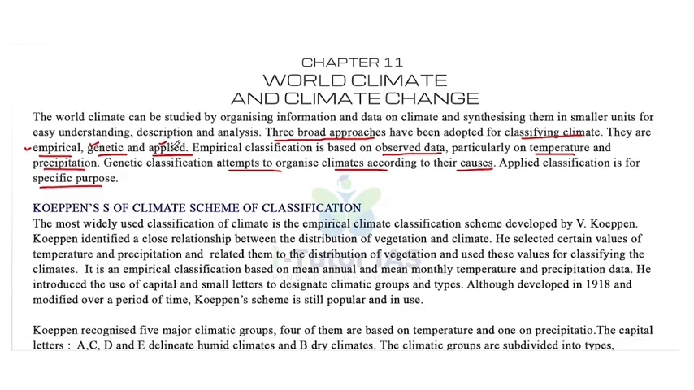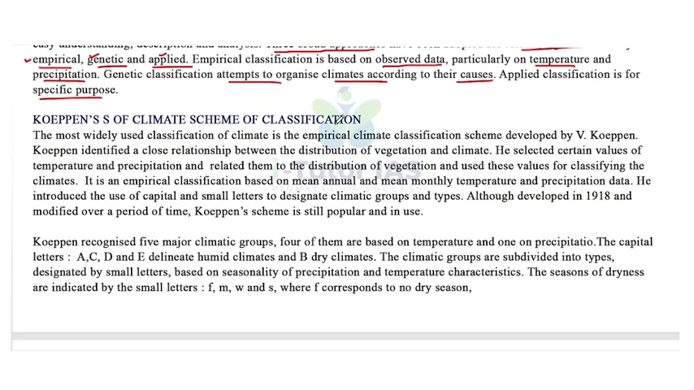Now, Köppen's climate scheme of classification. The most widely used classification of climate is the empirical climate classification scheme developed by V. Köppen. Köppen identified a close relationship between the distribution of vegetation and climate. He selected certain values of temperature and precipitation and related them to the distribution of vegetation and used these values for classifying the climate. It is an empirical classification.